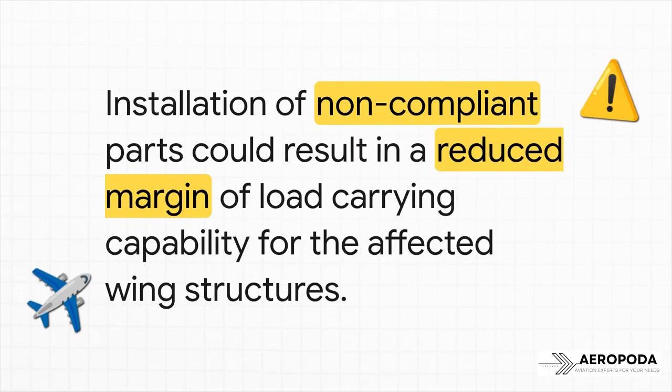And this is where it gets serious. This error creates a potential unsafe condition. If a maintenance team follows the old manual and installs a part that's technically not compliant, even though the book says it is, it could actually reduce the wing's ability to carry its design load. That is the exact risk EASA is stepping in to prevent.